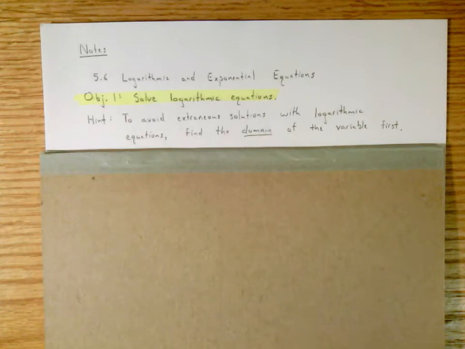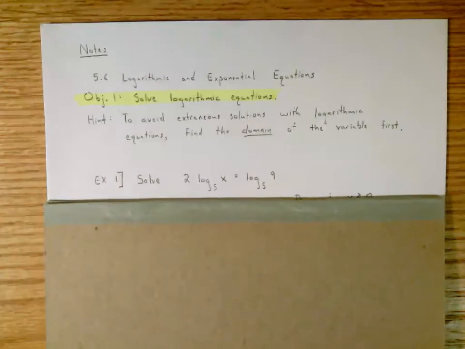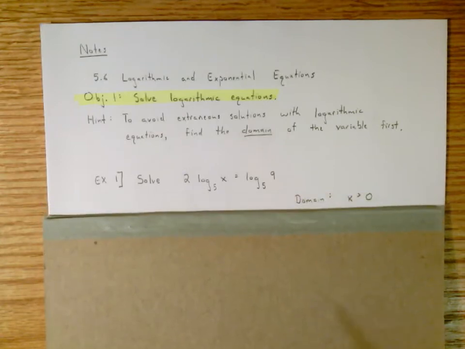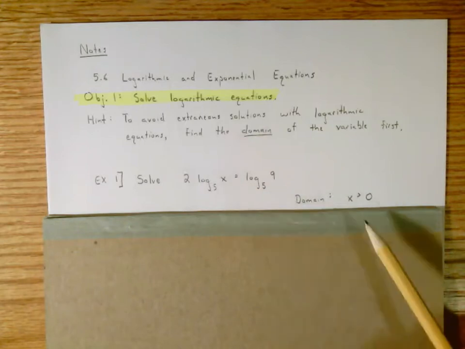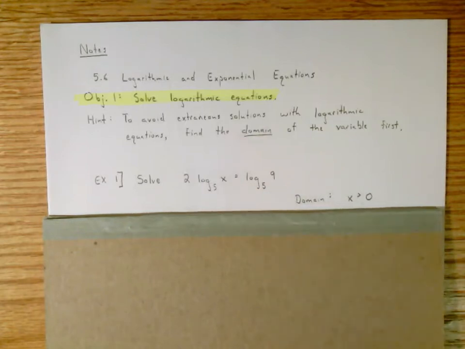Jumping right into the solving today, example problem number 1 from our textbook, the Sullivan and Sullivan Precalculus, wants us to solve the equation 2 times log base 5 of x is equal to log base 5 of 9. So according to my hint, the first thing I should do is find the domain of my variable. In this instance, my variable is the argument, and I know the argument has to be positive. So I'm only going to find solutions to this equation that are greater than 0.